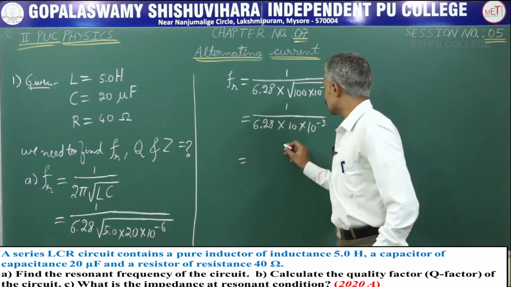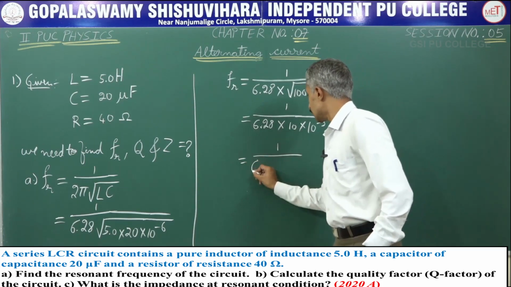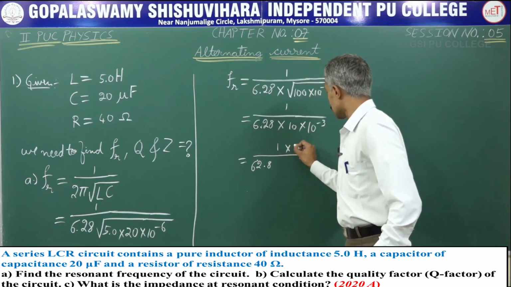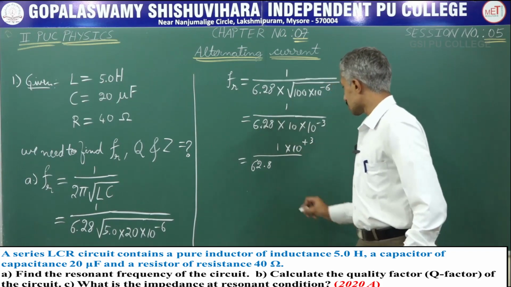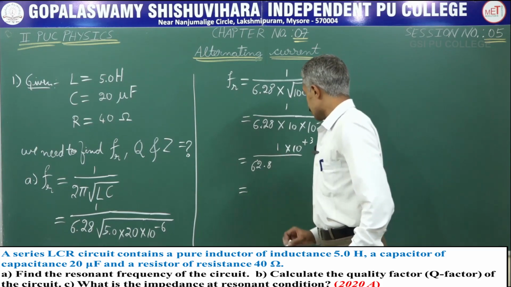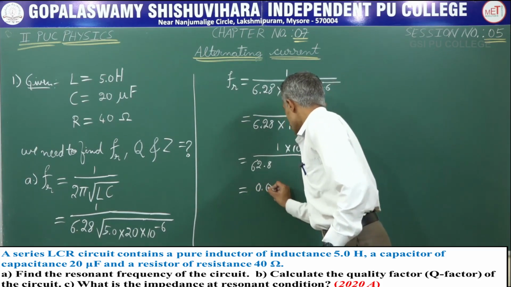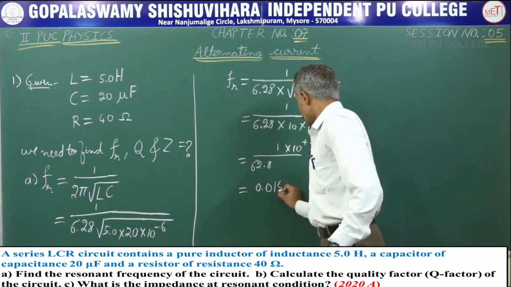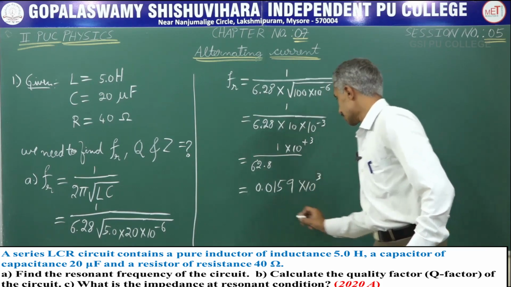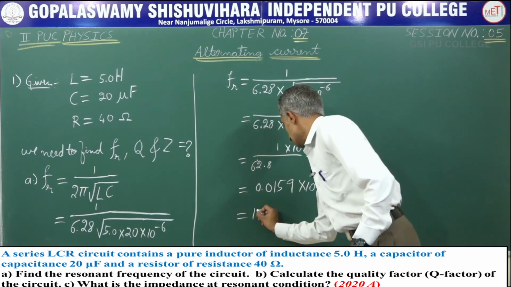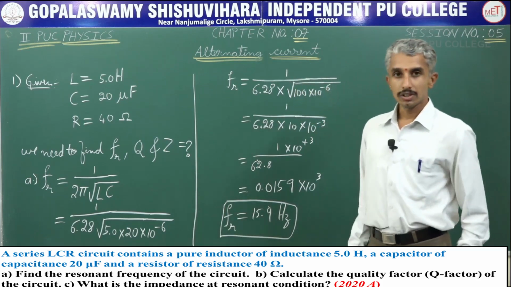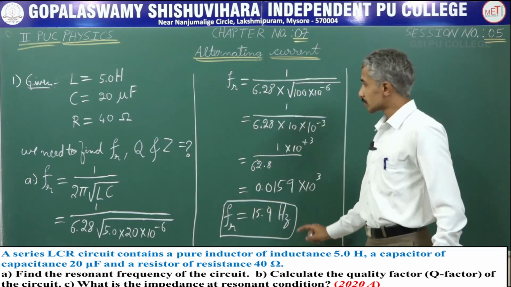Finally, I will get this as 1 divided by 62.8, 10 to power minus 3, when it goes to the denominator it is 10 to power plus 3. On simplification, I would be getting this as 1 by 62.8, I will get this as 0.0159 into 10 to power 3, so it is very nearly equal to 15.9 hertz. So I got the value of the resonant frequency.